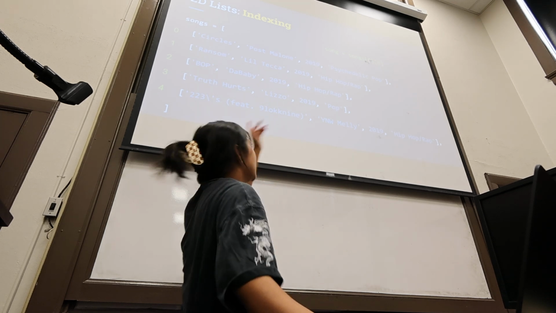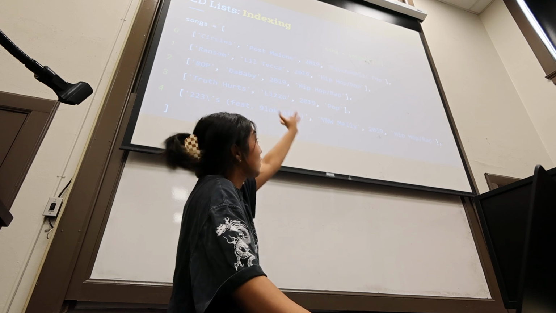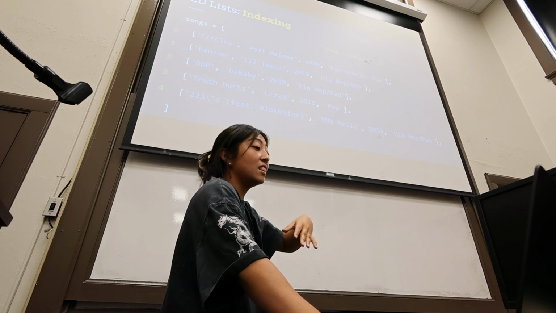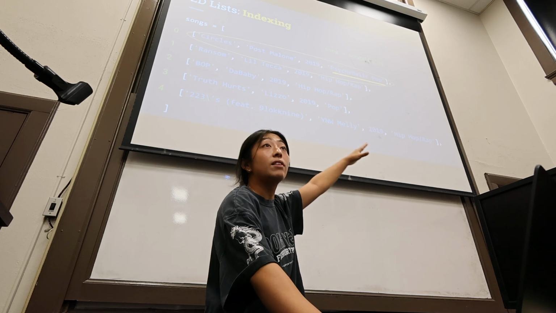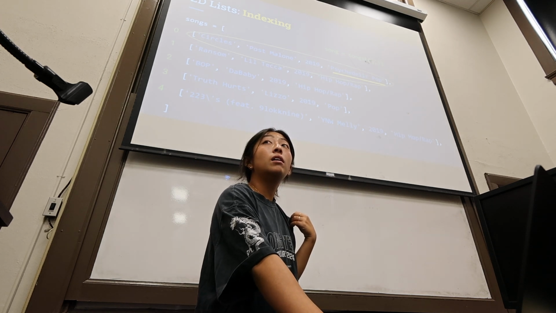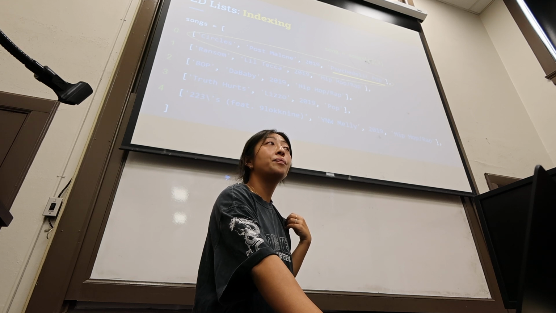So that's how we get that value, right? And then if we flipped it, let's say we wanted the first song, the 0th song, and then the third thing in there. We go to 0, and then we go to the third thing, right? Yes. Does this make sense?